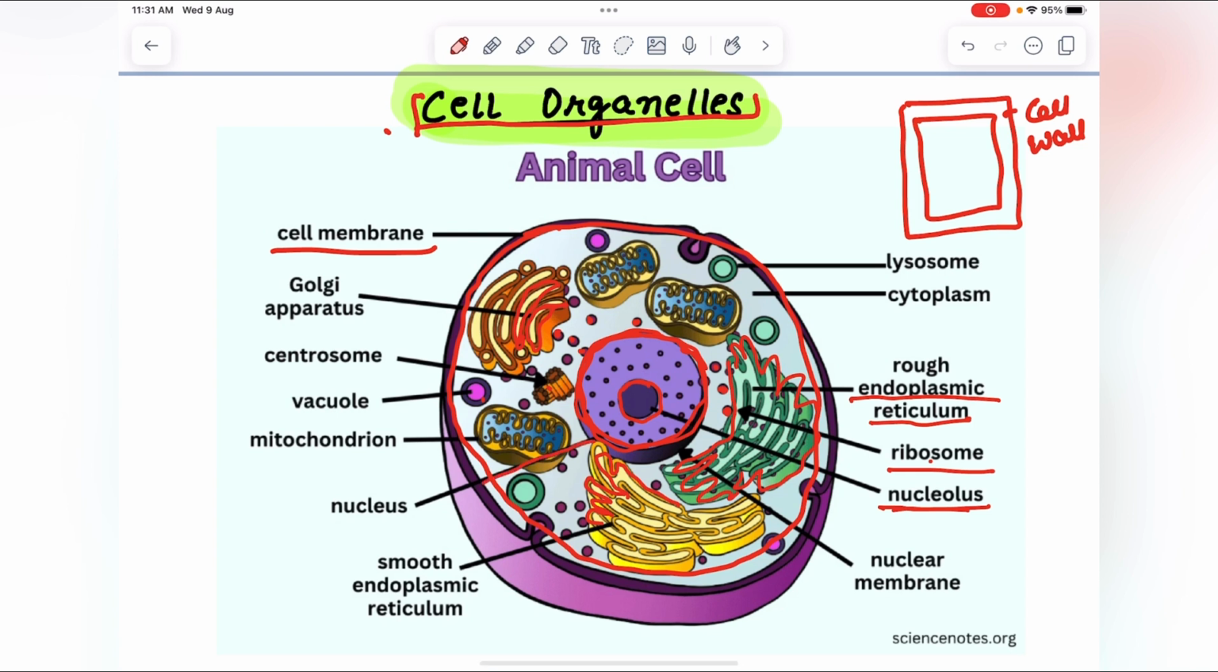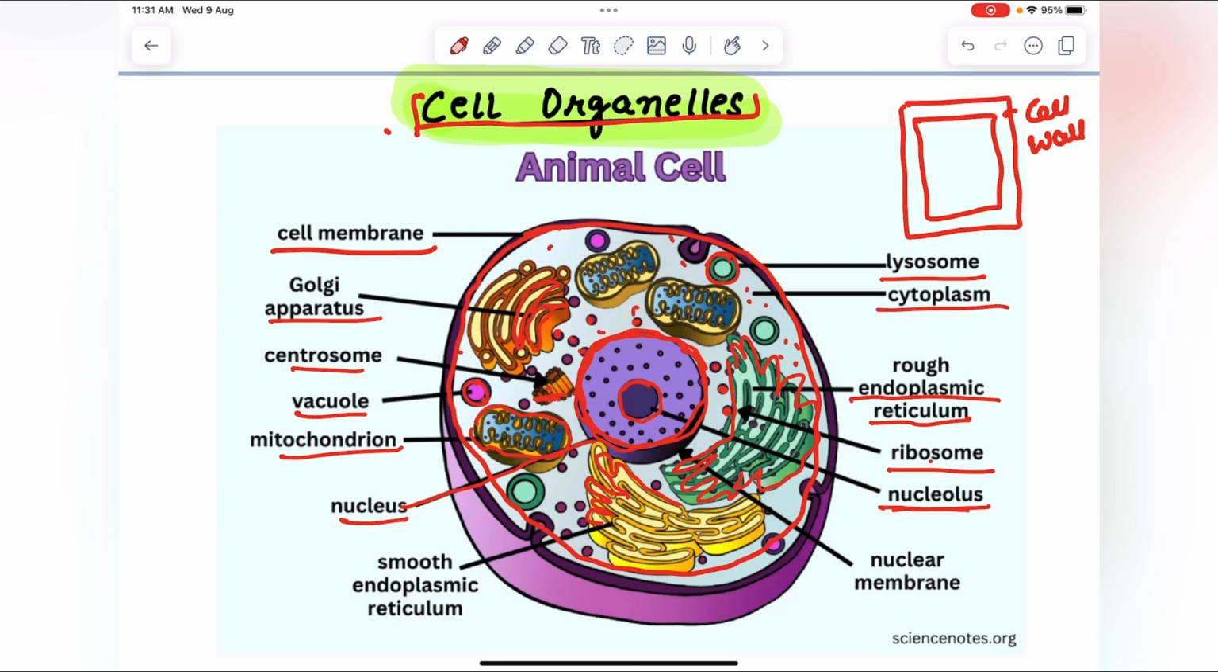This is the nucleus. This is mitochondria. Vacuoles are present. Mitochondria is present. Centrosomes are present. Golgi apparatus is present. Lysosomes, this is lysosomes, and this fluid present inside the cell is called cytoplasm.